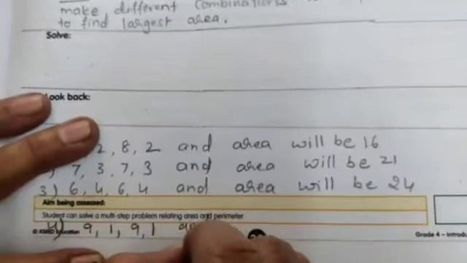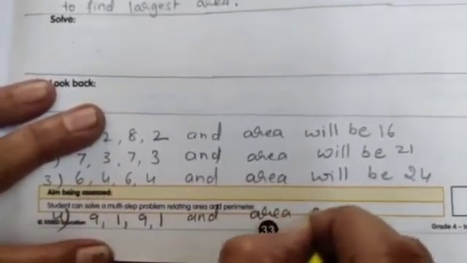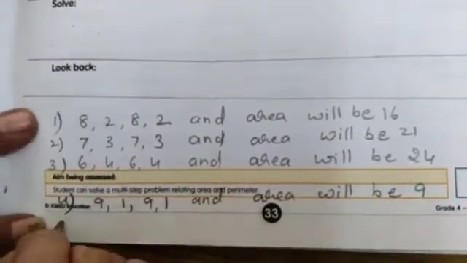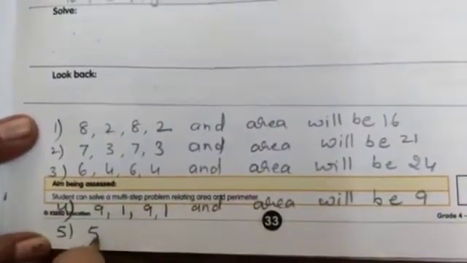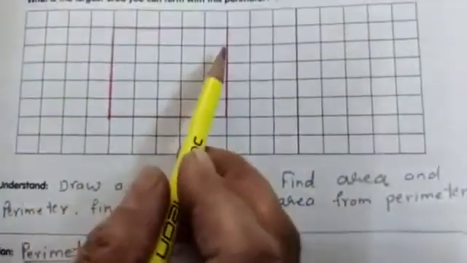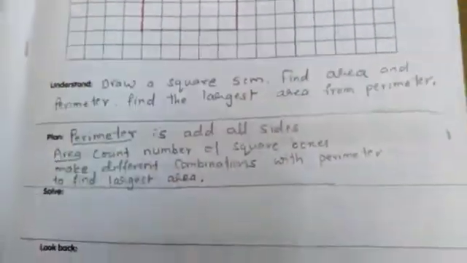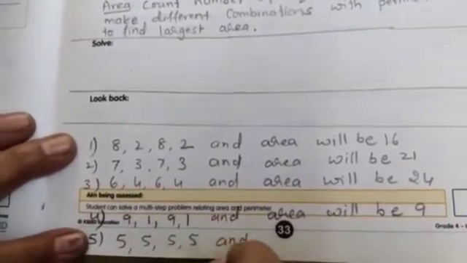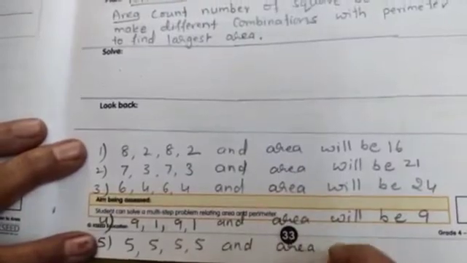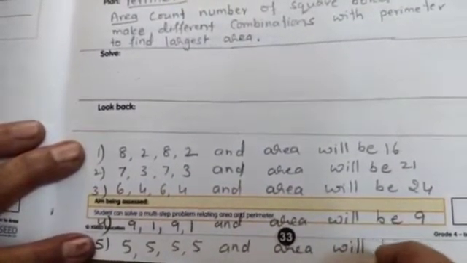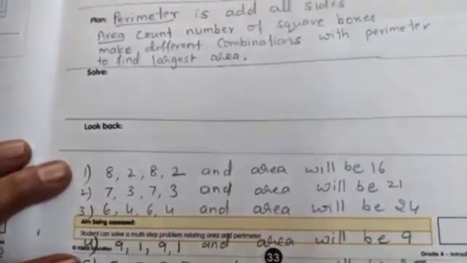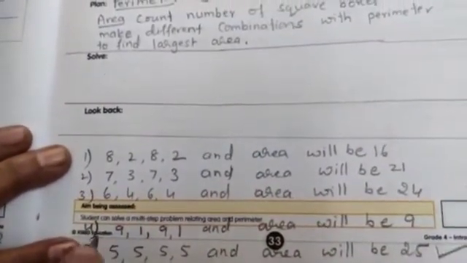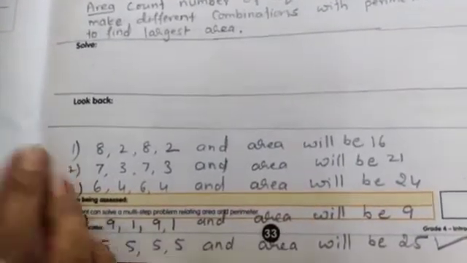Next fourth one 9 1 9 1. What will you get children, area will be 9. Fifth one, this 5 5 5 5. If we take this combination 5 5 5 5, what will you get, area will be 25. So which is the highest in this? 25 is the highest area.